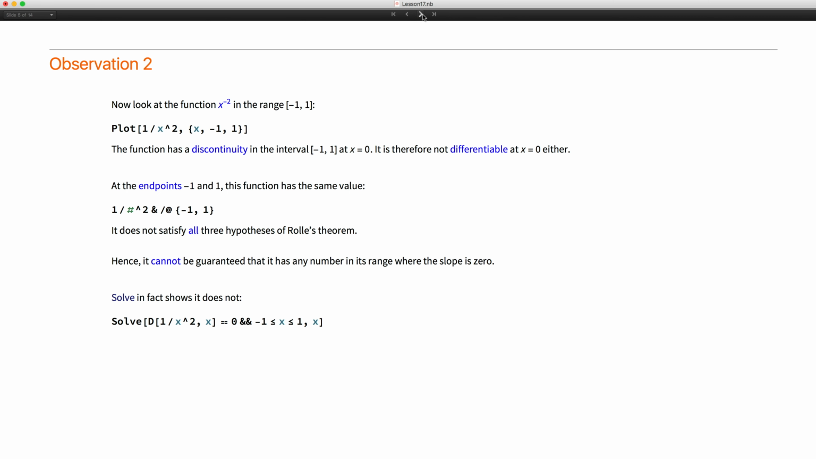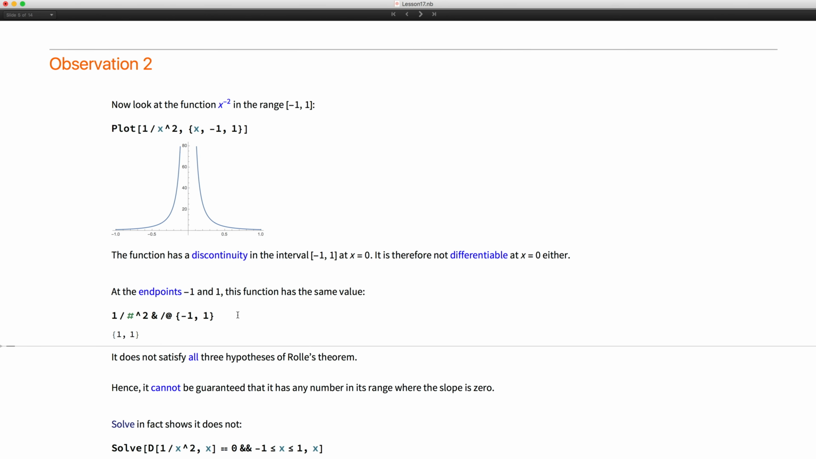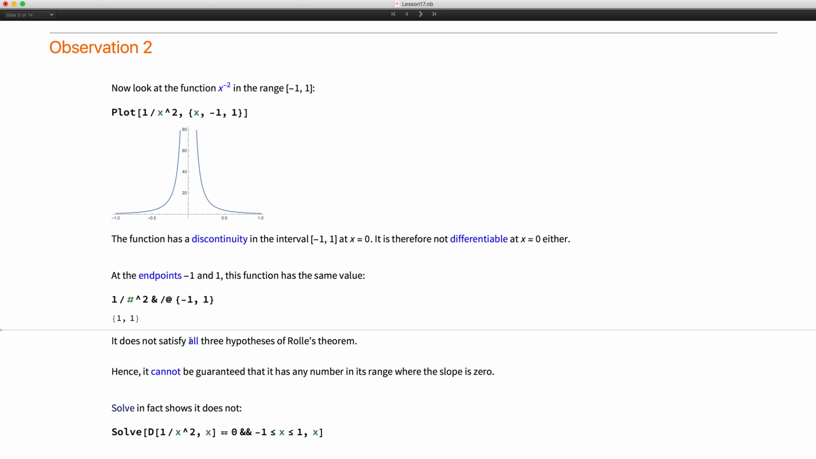Okay, so now on to the problems with Rolle's theorem and how you apply it. First of all, let's look at 1 over x squared on the interval -1 to 1. And notice that it has a discontinuity at 0. So, of course, it's not differentiable over there as well. Now, the values at the endpoints are certainly equal. However, it does not satisfy all the hypotheses of Rolle's theorem, and hence we cannot guarantee that there is any number in this range at which the slope is 0. In fact, you can confirm that using Solve, and you check that the derivative is never 0 in this interval.